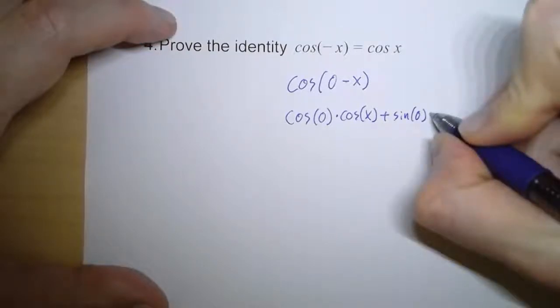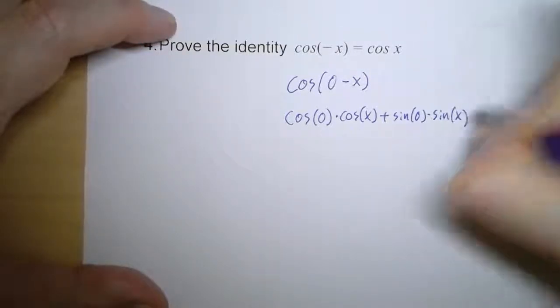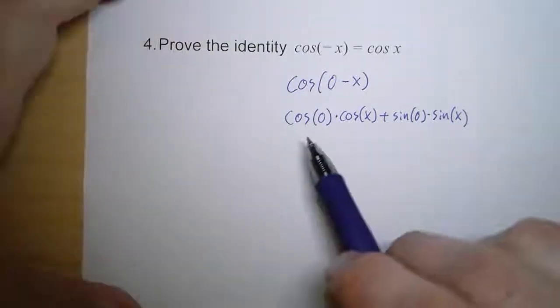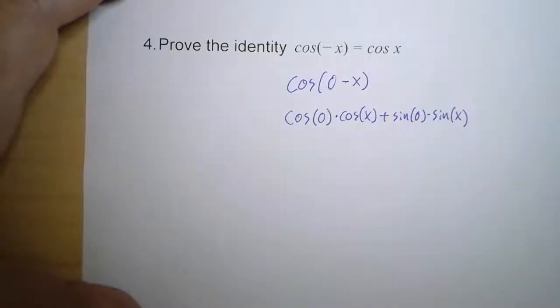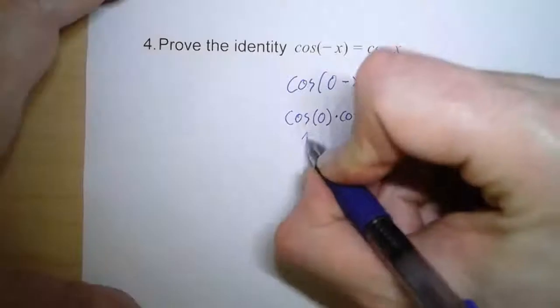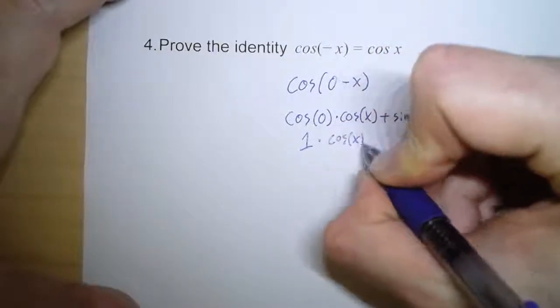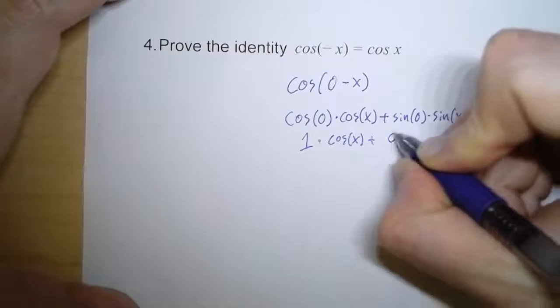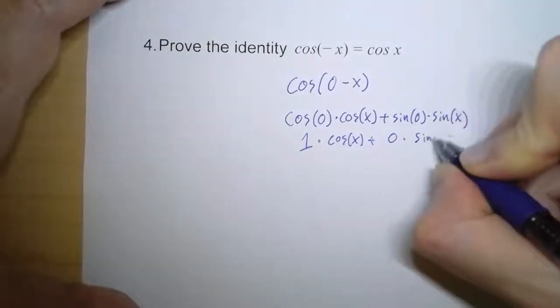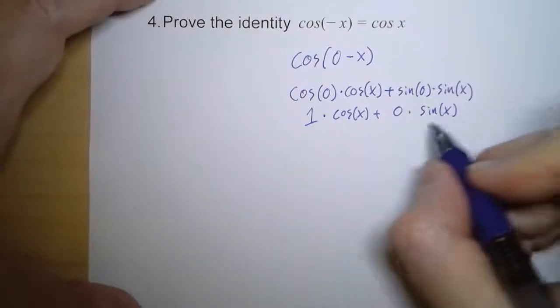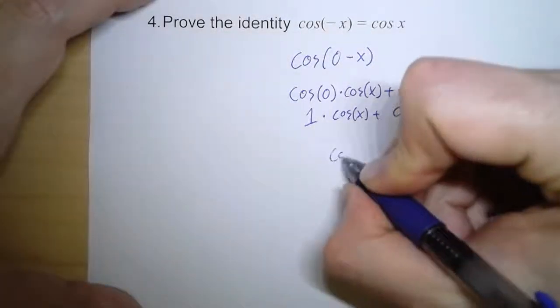Now x, we don't know the angle, so therefore we can't know what sine or cosine is for that. But we can go to our unit circle and ask, well, what is cosine of 0 and what is sine of 0? Well, cosine of 0 is 1. And sine of 0 is 0. So therefore, this whole term disappears, and so we are simply left with cosine of x.